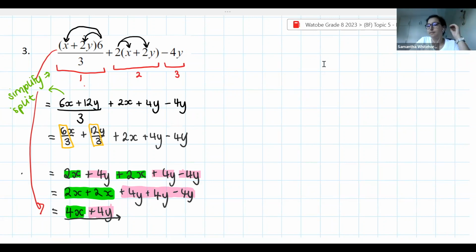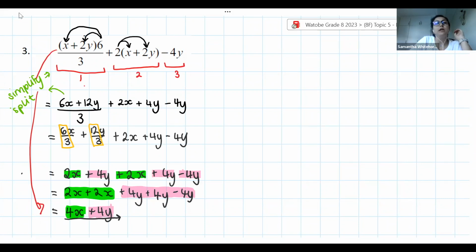So, ma'am, I wanted to ask, why do we put, you see for the x plus 2y, close bracket, why do we put the 6 in front of the x?